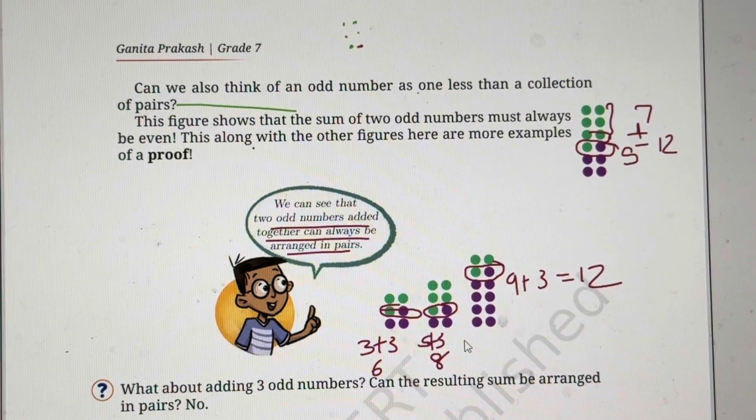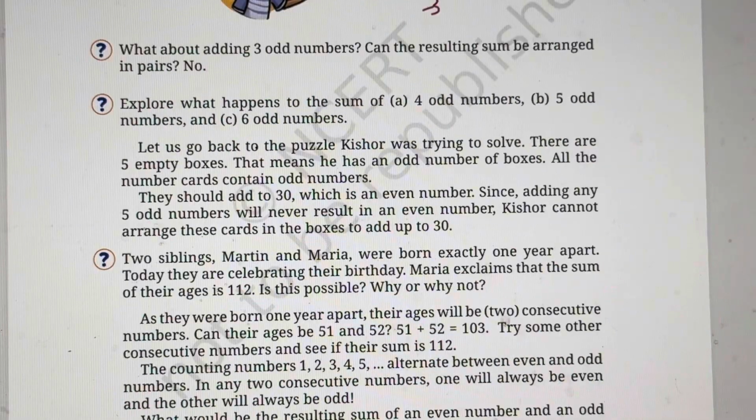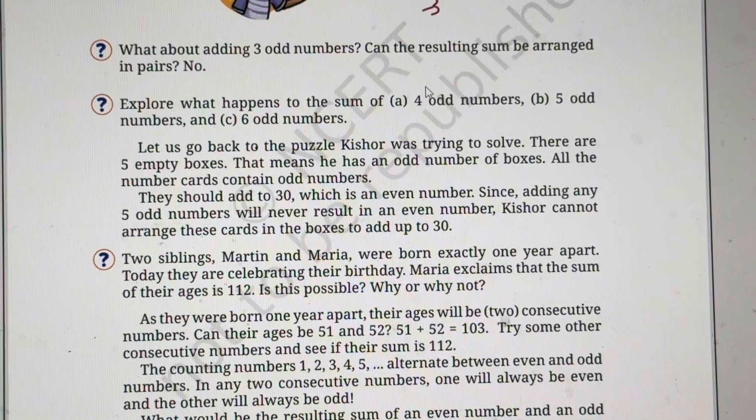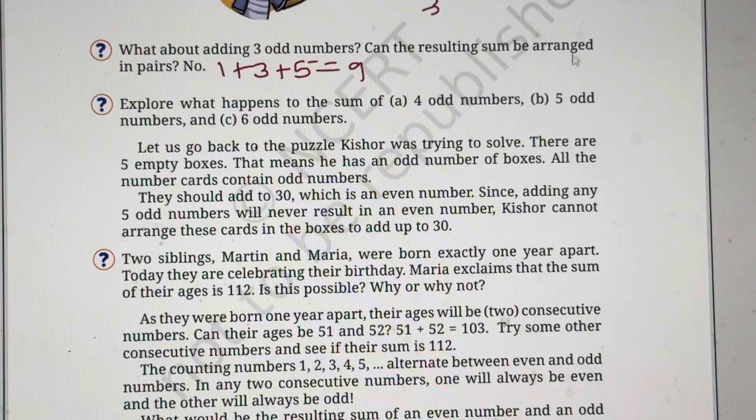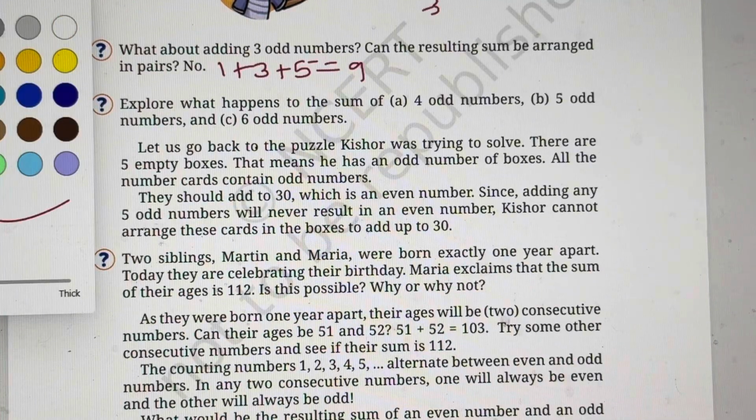Now let us see further. What about adding three odd numbers? Right, so three odd numbers. Again, if we see the dot representation, suppose I add 1 plus 3 plus 5. This we did earlier also. So this is 9. You are not getting an even number. Why is this happening? Let us try to arrange that in the form of dots.